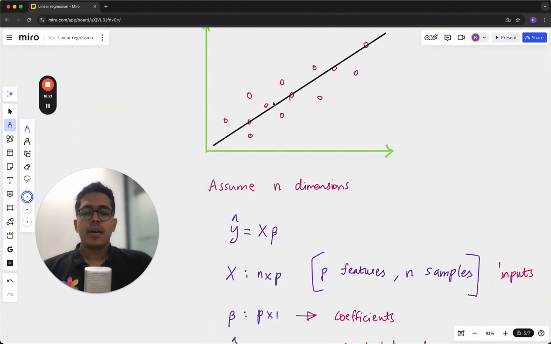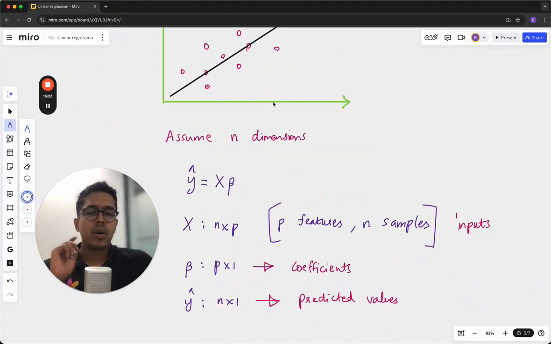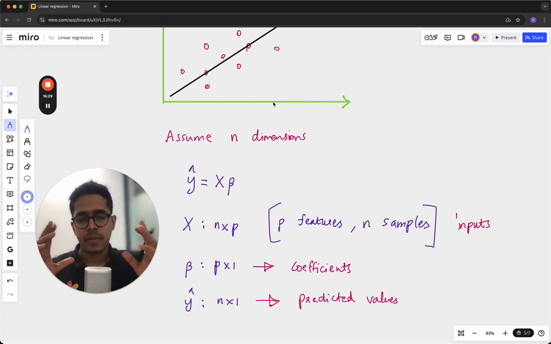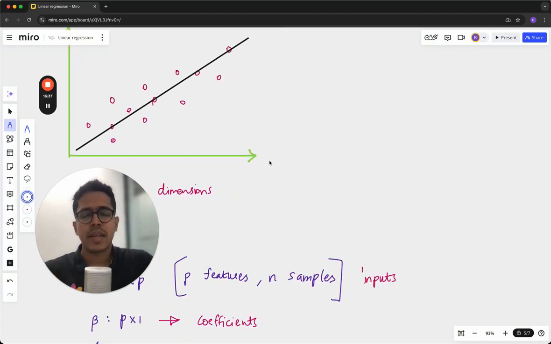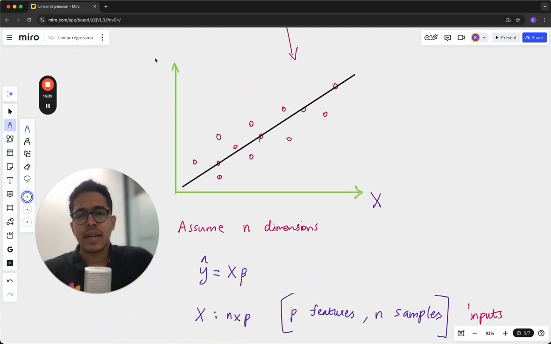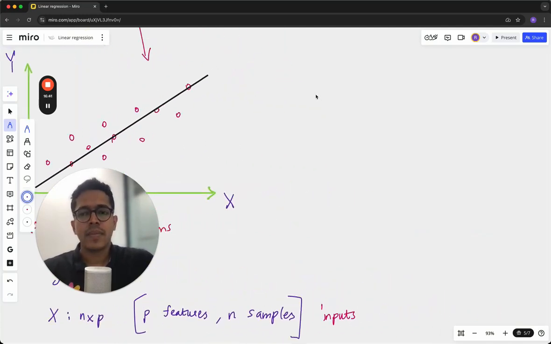Now, what we want to do is have a look at how we represent all of this as a matrix multiplication. So why are we suddenly discussing matrix multiplication? Because we have a lot of data points, right? So for example, in this case, we have X as the data, Y as the prediction. So imagine that we have n number of data points.